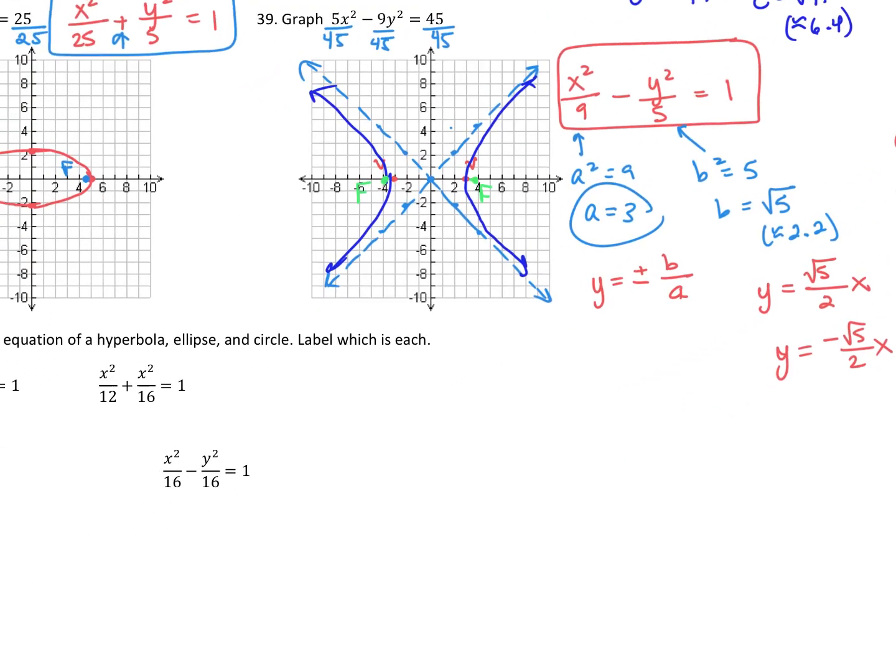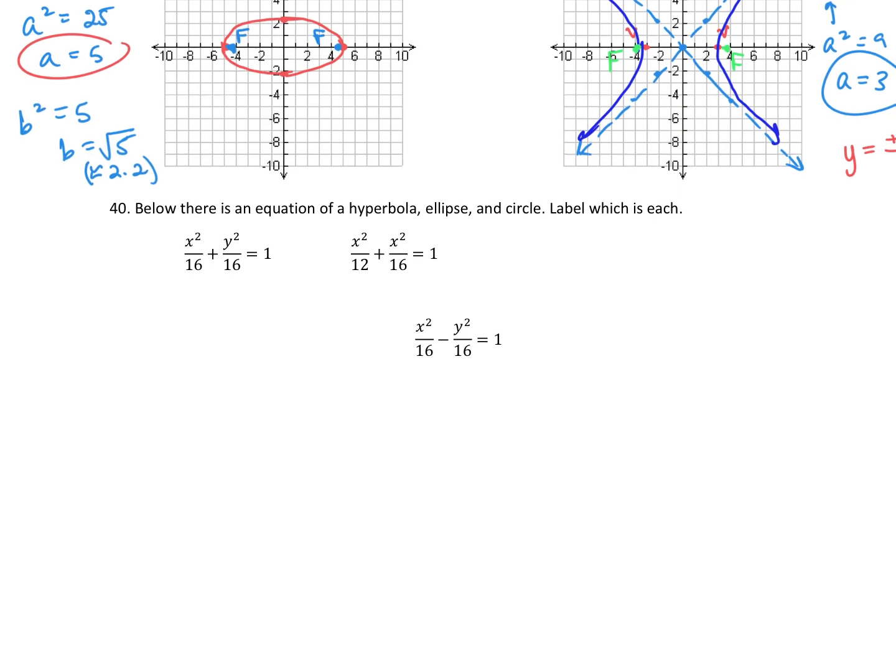All right, we've got our last problem on this page. Number 40 says, below there is an equation of a hyperbola, ellipse, and circle. Label which is each. So first of all, the hyperbola has something very special about the equation. Hyperbolas are the ones with subtraction. So if we look at our three equations, this one has addition, addition, here's that subtraction. So this one is going to be the hyperbola. So if you have a question like this, identify hyperbolas with that subtraction.